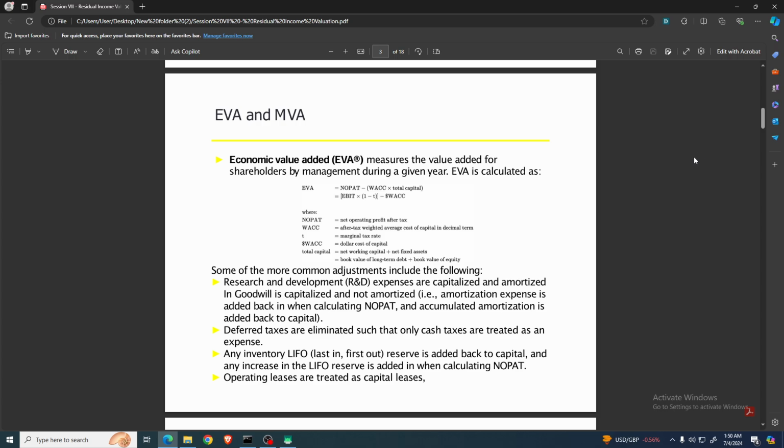And then finally, we have the operating leases. So these are essentially treated as capital leases under the economic value added method to reflect their true economic cost. So consider these scenarios which usually come in when you are trying to measure the value of a certain commodity. Then these would be the methods that will be taken when you are going to calculate the economic value added.